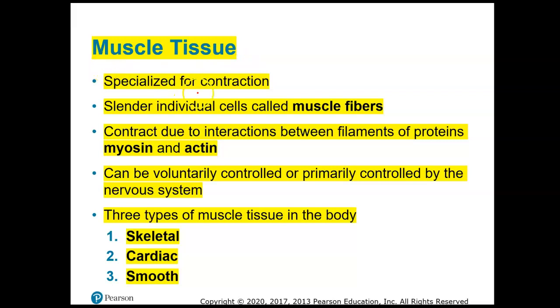But muscle tissue is specialized for contraction. It consists of individual cells called muscle fibers. So muscle fibers is actually the name of muscle cells. It's not referring to a protein fiber like collagen or elastin. There are proteins that cause the contraction within muscle fibers. They're called myosin and actin. Muscle tissue can be voluntarily controlled or it can be involuntarily controlled, and there are three types: skeletal, cardiac, and smooth.